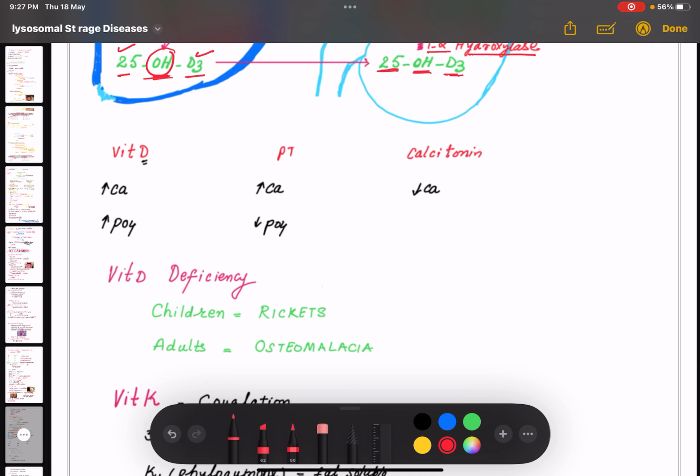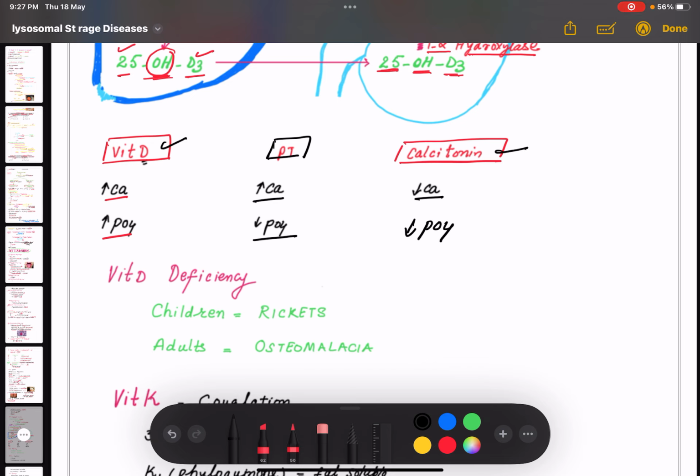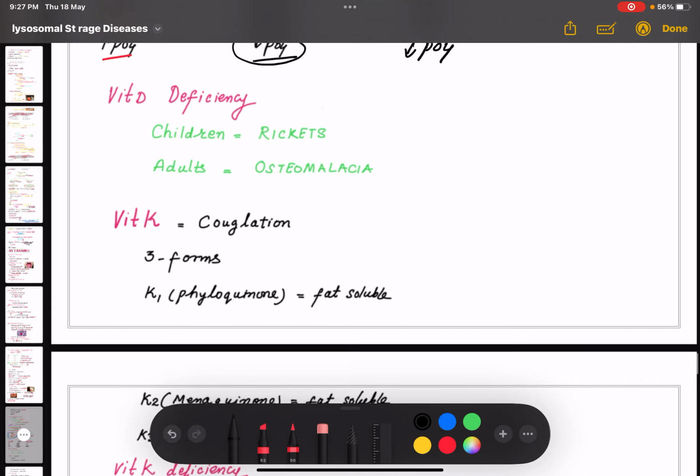Now see guys, some important points: vitamin D increases blood calcium and increases phosphate. Calcitonin is doing the opposite action. It decreases the serum calcium, blood calcium, and decreases blood phosphate. But the parathyroid hormone is going to increase blood calcium and decrease blood phosphate. Vitamin D and calcitonin have opposite actions, and in parathyroid hormone you can see increased calcium, decreased phosphate. Remember these points, they will help you.